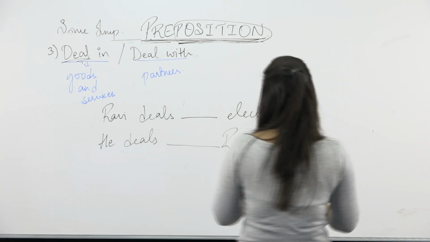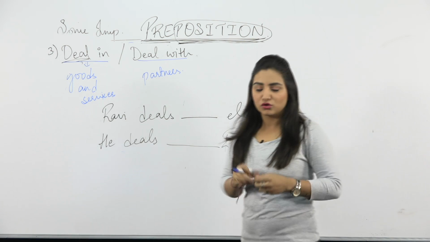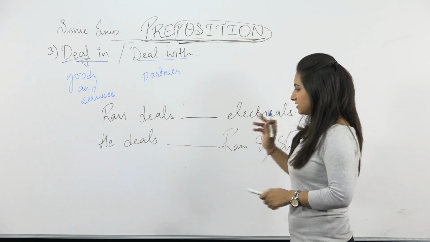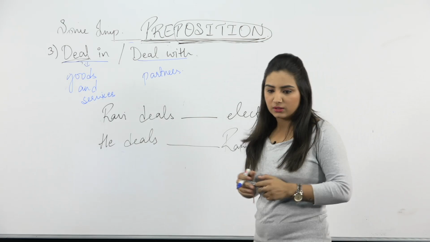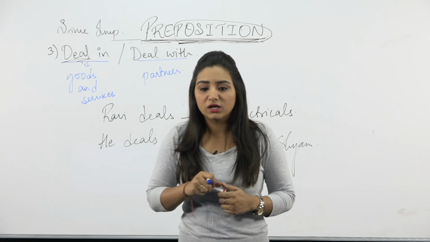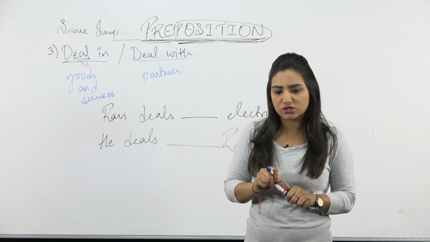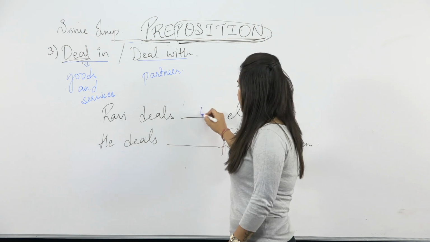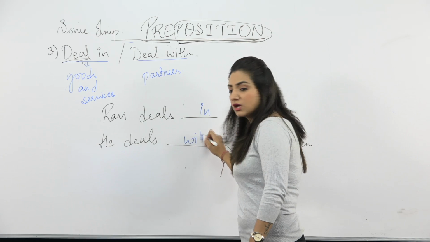I hope you have answered till now. So tell me, what is the answer quickly? Ravi deals dash electricals, he deals dash Ram and Sham. How to deal with that person? Okay. Suraj has answered that in is used in the first sentence, then with. Anmol, you have answered correctly that in will be used here and then we'll use with here.